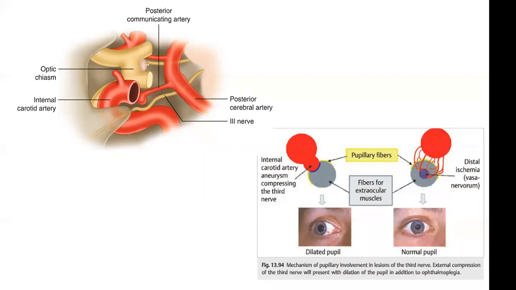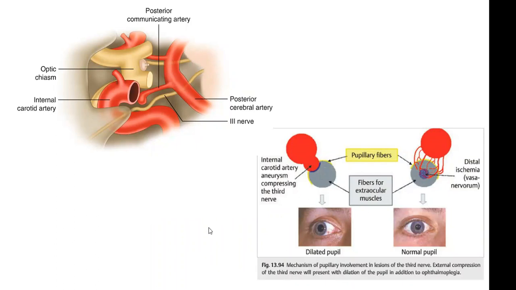Another cause of isolated third nerve palsy is diabetes and hypertension. This was also called a medical third nerve palsy. So isolated third nerve palsy can also be due to diabetes and hypertension. The main difference from a PCOM aneurysm causing a third nerve palsy is that the nerve is involved from inside out. So the pupils are spared.